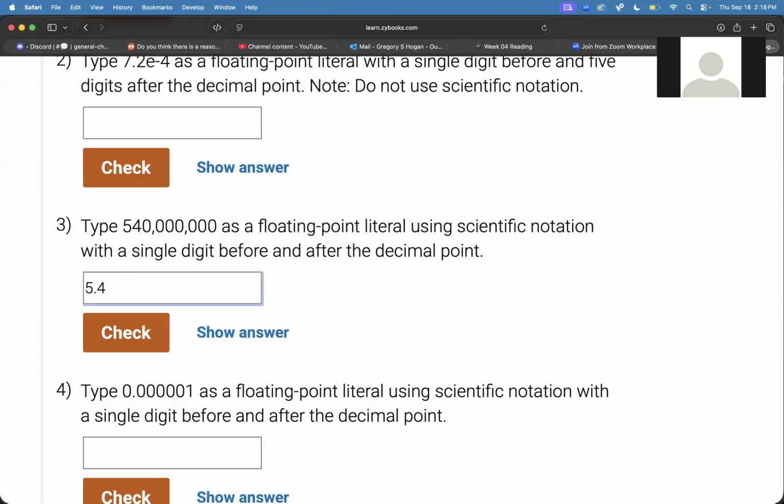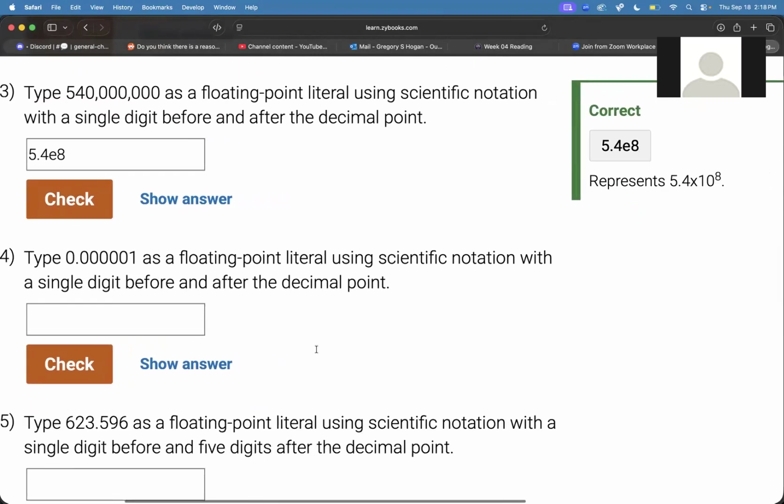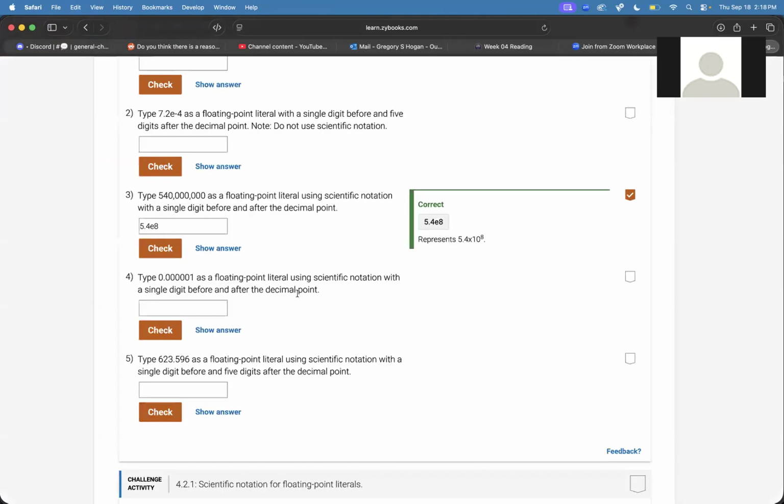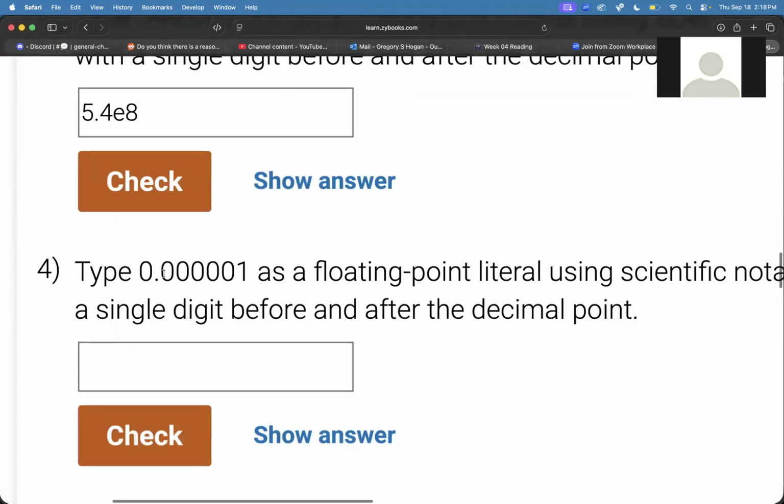But the way you would type that in Java is 5.4, and then in place of the times 10 to the, you would write E. So it's just 5.4 E8. That's the correct way to do it. And that means the same thing as 5.4 times 10 to the 8th. So it's the same for this. You would figure out how many decimal places you have to move it to get one number to the left of the decimal place. So 1, 2, 3, 4, 5, 6. So we would have 1.0.